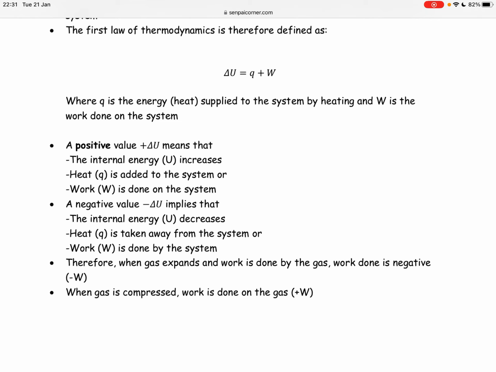As we said, if it's a positive value, it means that there is an increase in delta U, meaning the internal energy increased, heat is added to the system, and work is done on the system. If it's a negative value, then the internal energy decreases, the heat is taken away, and the work is done by the system. Therefore, when gas expands and work is done by the gas, work done is negative. When gas is compressed, work done on the gas is positive.